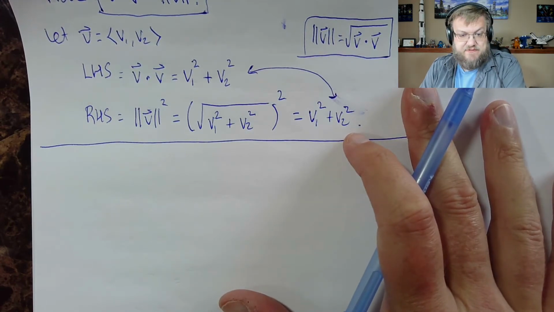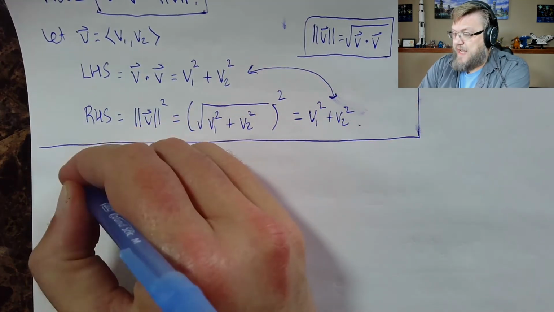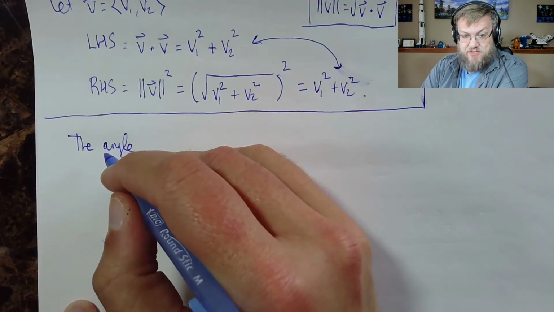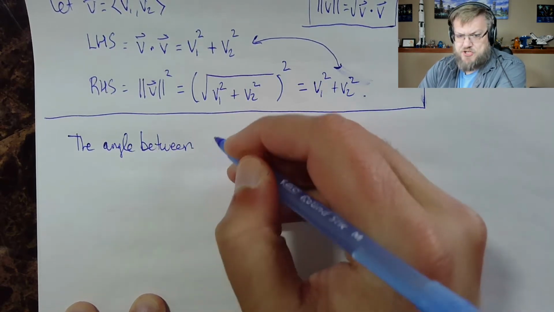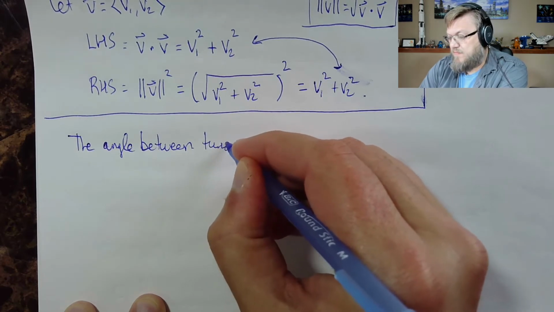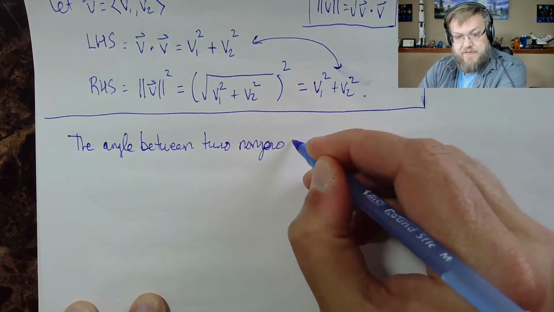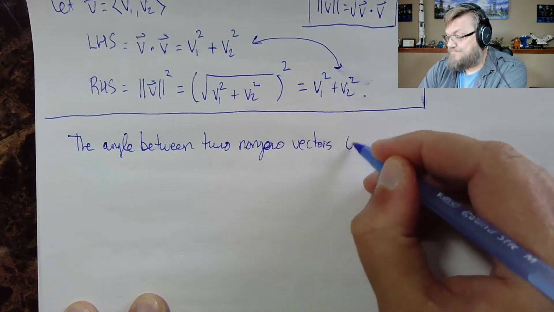So first, let's define what I mean by the angle between two vectors. The angle between two vectors, and even the use of the word "the" is sort of suggesting that there's only one choice. The angle between two non-zero vectors. Okay, let's call that theta.